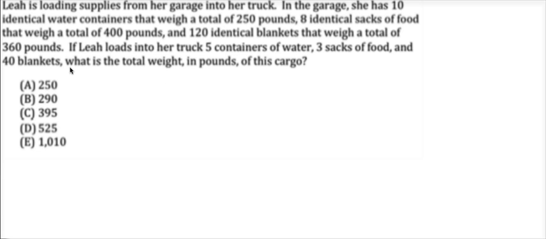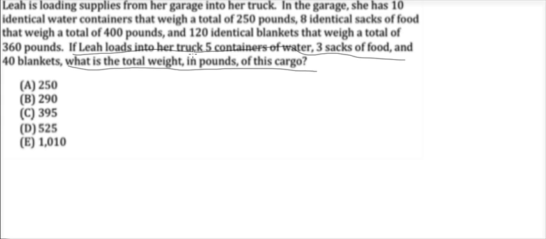So this is a very important part of the question. What is the total weight in pounds of this cargo? So what is the cargo? Well, the cargo was mentioned in the line before where it says that she has 5 containers of water, 3 sacks of food, and 40 blankets. So it looks like from this question we'll be able to make our own equation.